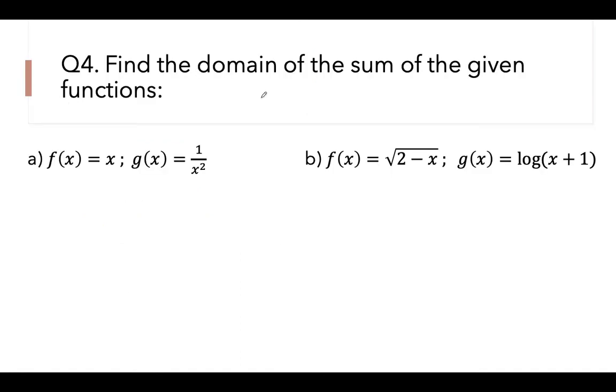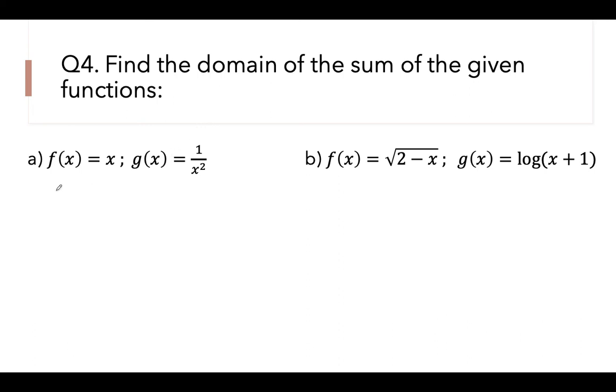Question 4. Find the domain of the sum of the given functions. Okay, so the first function is a linear function, and this is 1 over x squared. So if you are given functions that are out of the norm, so for example, 1 over x squared, this is a special type of function. So you will use Desmos to figure out how it looks. If not, you could use a table of values.